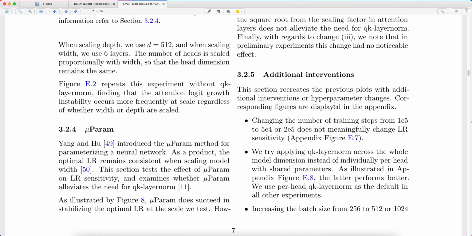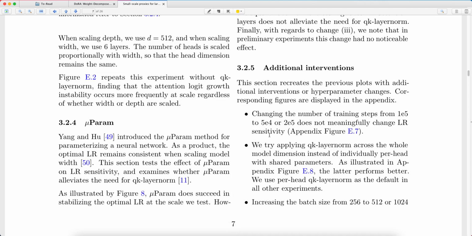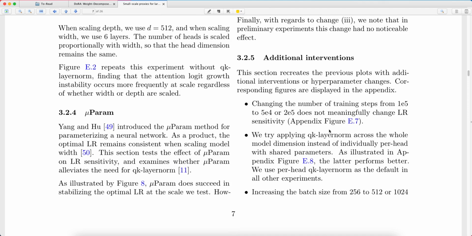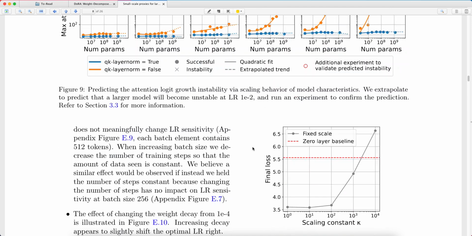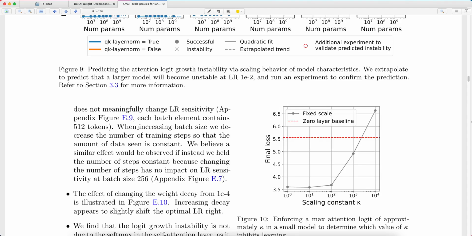This section recreates the previous plots with additional interventions or hyperparameter changes. Corresponding figures are displayed in the appendix. Changing the number of training steps from 100,000 to 50,000 or 200,000 does not meaningfully change LR sensitivity. We try applying qk-layernorm across the whole model dimension instead of individually per head with shared parameters. The latter performs better. We use per head qk-layernorm as a default. Increasing batch size does not meaningfully change LR sensitivity.